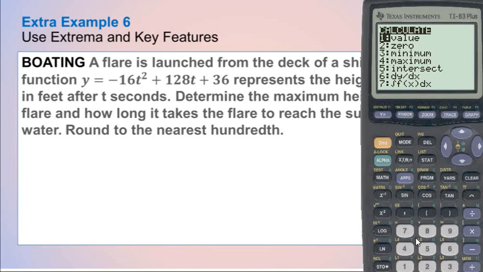Now the maximum. Second trace, number 4. We want to go to left bound. Have to go the other direction. Okay, left bound. I'm on the left side now. Hit enter. Go to the right side. Hit enter. Enter a third time. So our maximum height it goes is 292 feet.